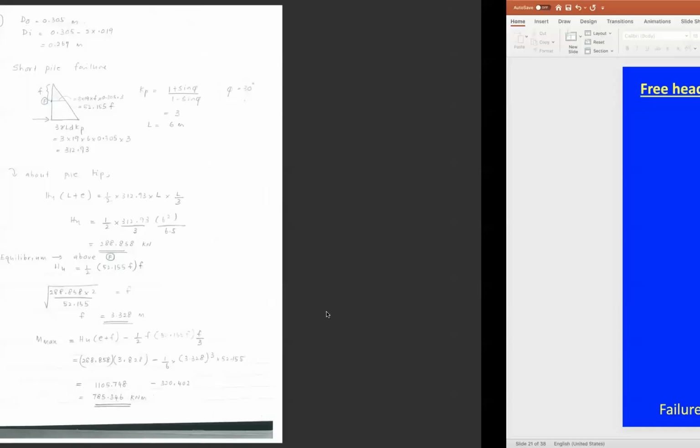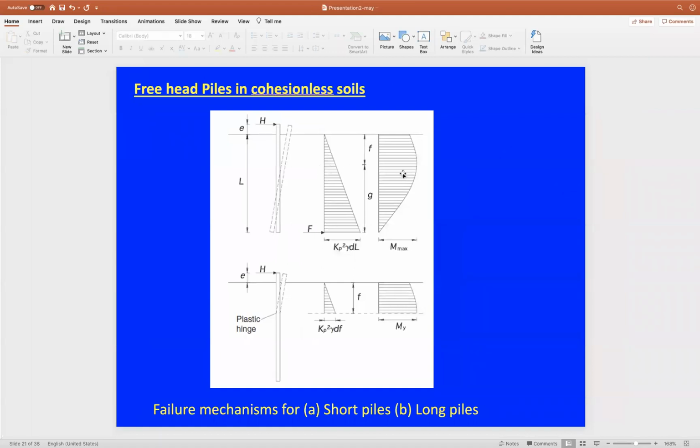And by doing so, we find the value of F as 3.328. So this is the value of F. After you find the value of F, you need to take the sum of moments at this point to find the value of M maximum. To find the value of M maximum, we took the sum of the moments above the maximum moment points.